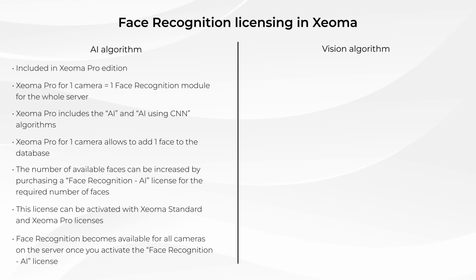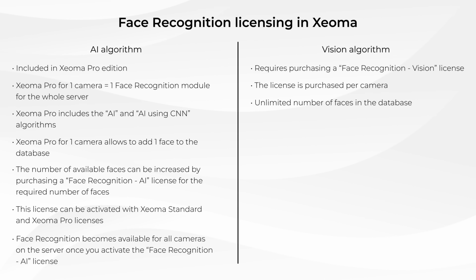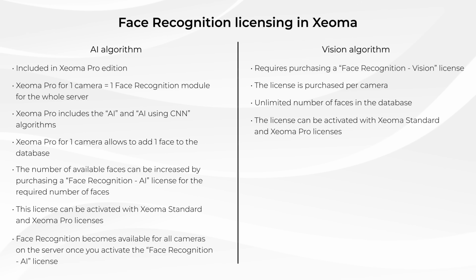The vision algorithm becomes available after you activate the additional face recognition vision license on the server. This license is purchased per camera, while the number of faces in the database is unlimited. The vision algorithm license can also be activated only together with Xeoma standard and Xeoma Pro licenses.